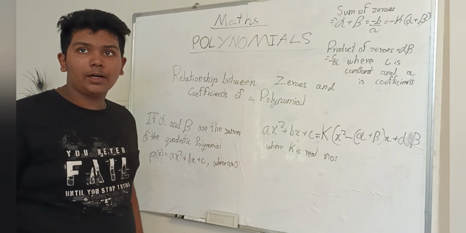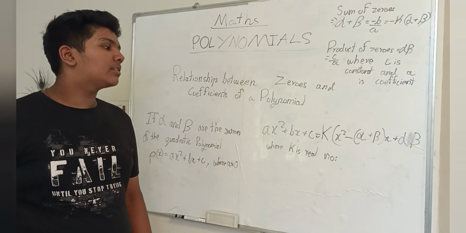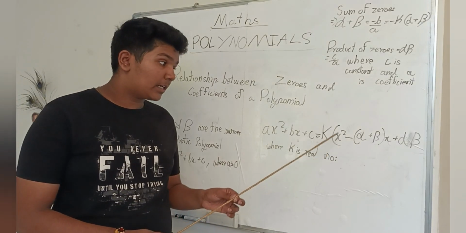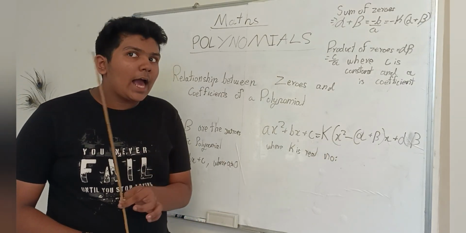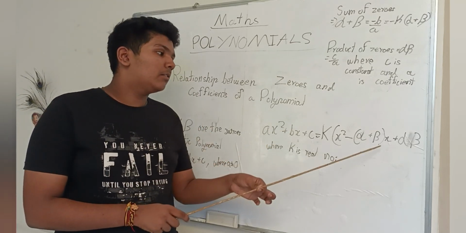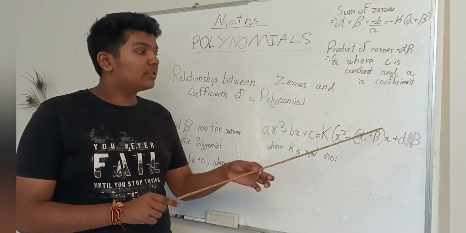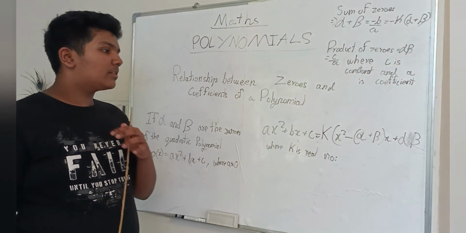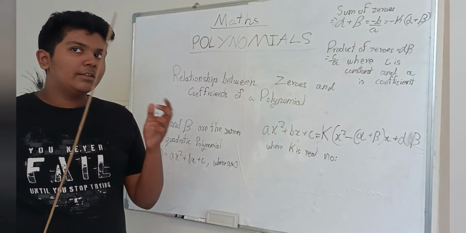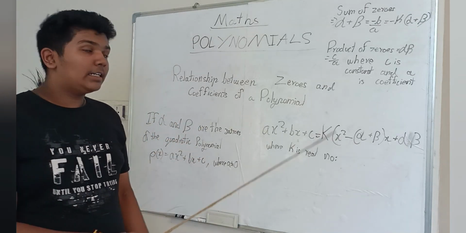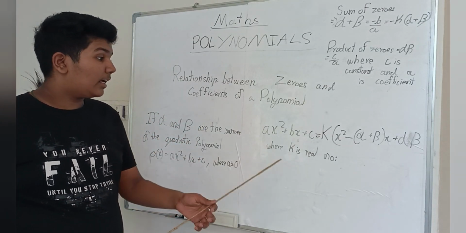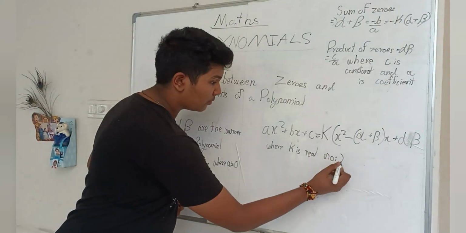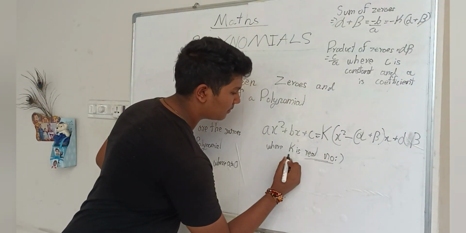So ax square plus bx plus c is equal to k bracket x square minus alpha plus beta close bracket x plus alpha into beta. So this looks similar to one formula, right? It is like that, where k is a real number.